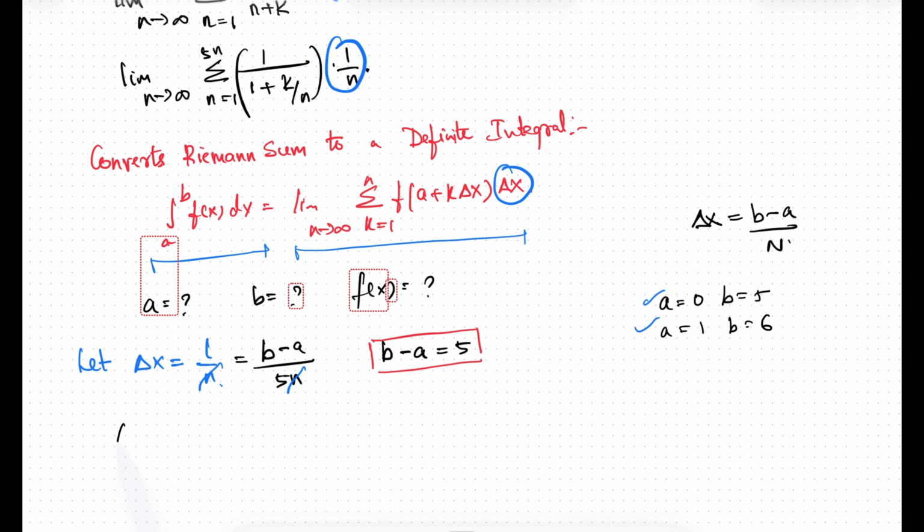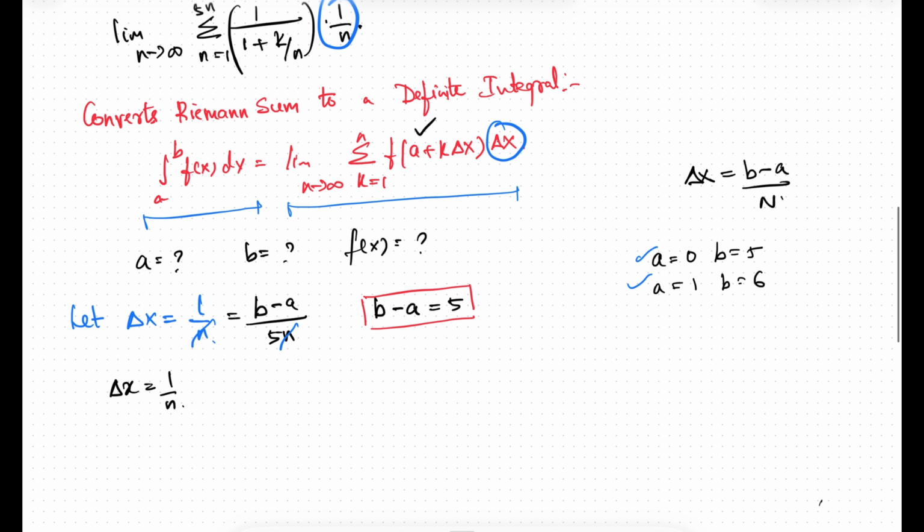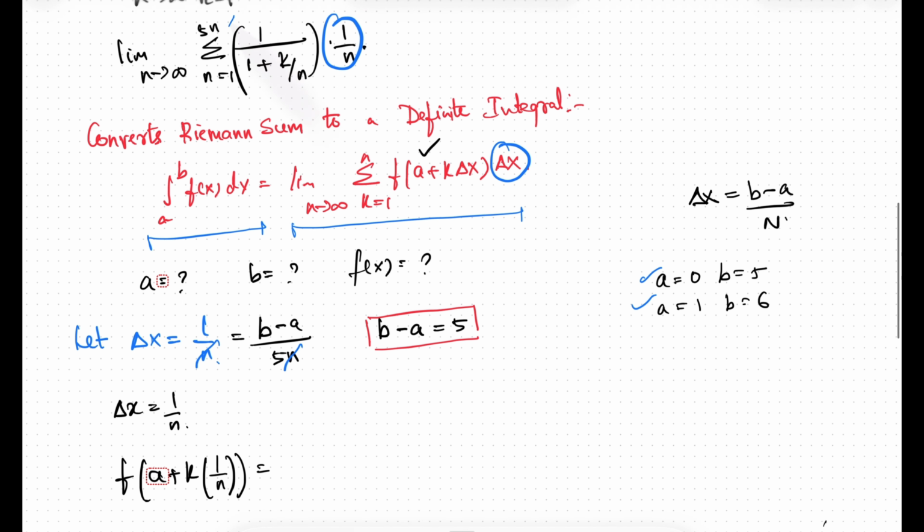So now that we have taken delta x to be 1 by n, let me now compare the term which is next to delta x, that is your f of a plus k into delta x. In the place of delta x let me write 1 by n, and in the summation we are having this one, which is your 1 by 1 plus k by n.